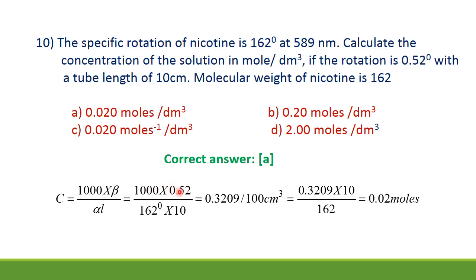So 1000 into 0.52 divided by alpha, which is the specific rotation. Specific rotation is 162 degree. So 162 into the length of the tube, which is 10 centimeter, which comes around 0.3209 per 100 ml centimeter cube. Multiply this by 10 and divide by 162 and you get per liter, 0.02 moles. Therefore, the correct answer for this question is A. For question number 10, the correct answer is A, 0.02 moles per d cube.